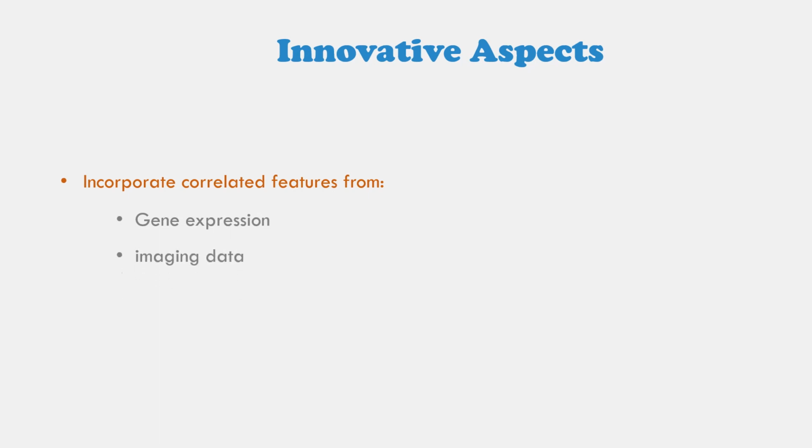Now we are going to talk about the innovative aspects of the project. We will incorporate correlated features from the gene expression data and the imaging data to train the GAN model, not only features taken independently from either of them. These features link a disease phenotype with its genotype. Applicability. This project could be the foundation for a software product that can accept one type of genetic data or one type of imaging data and generate many other genetic and imaging data types.